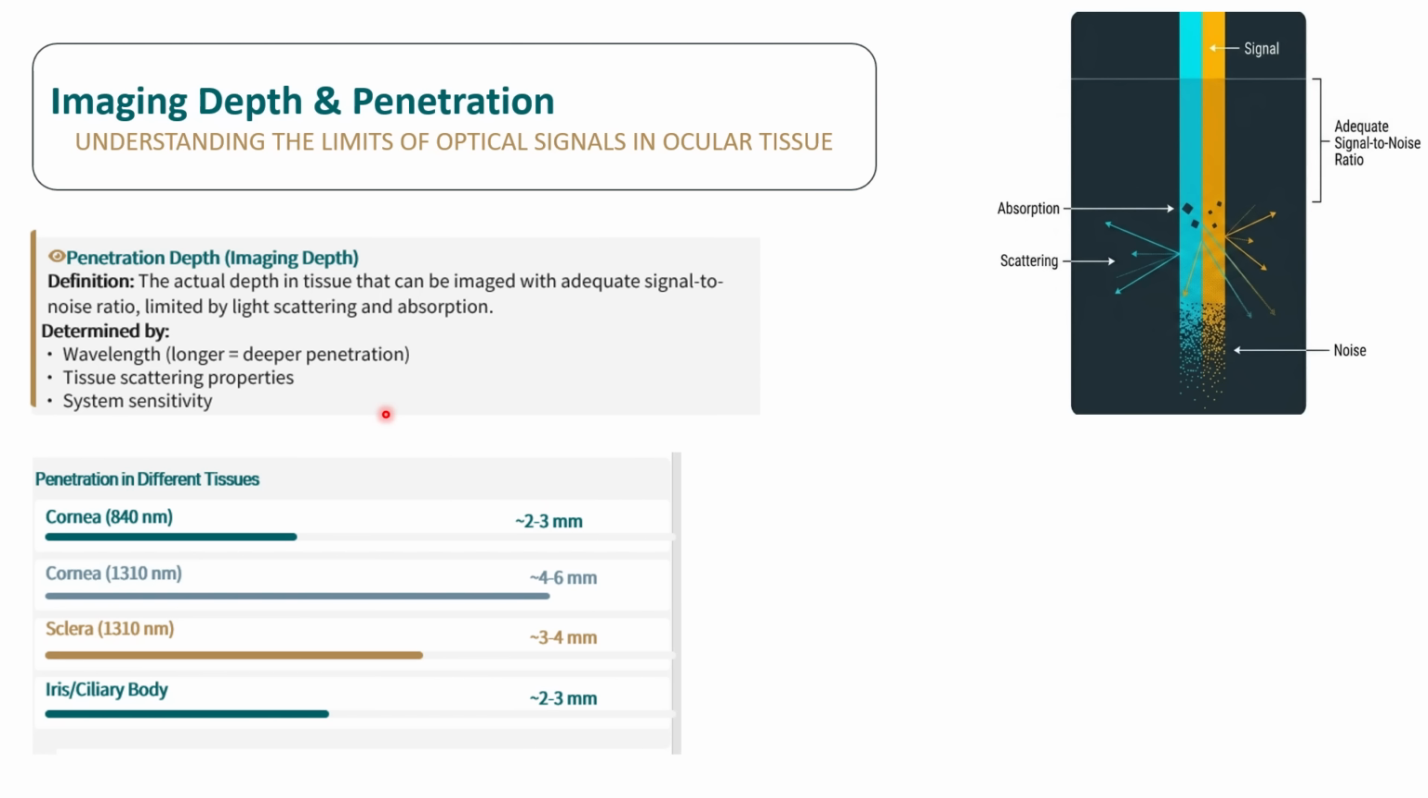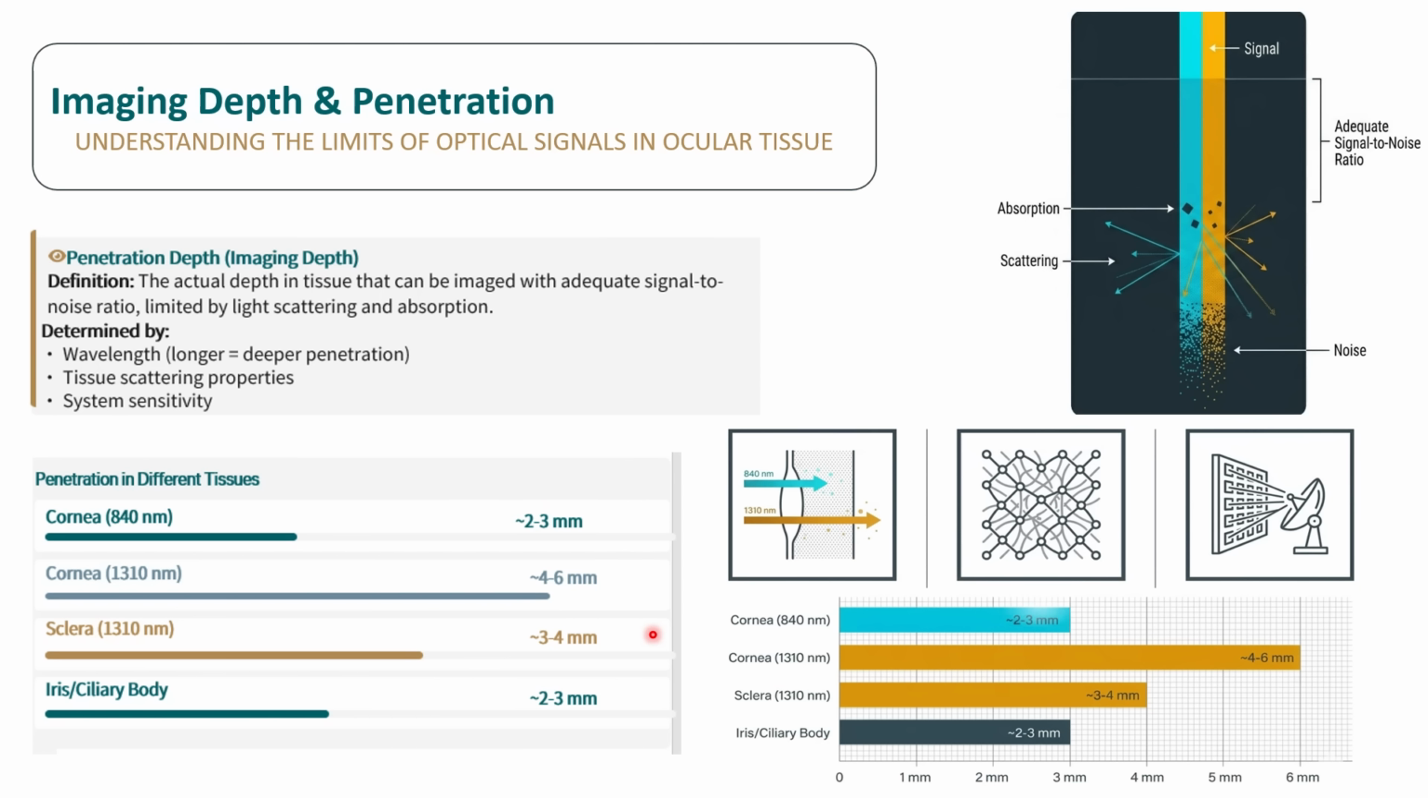For example, you can see here the penetration at 840 nanometer for the cornea is about 2 to 3 millimeters. However, when we increase the wavelength, the penetration is more, 4 to 6 millimeters, and for the sclera around 3 to 4 millimeters. That's why the swept source OCT using this wavelength is suitable for studying the sclera as well as the ciliary body and scleral spur. Now, as I said, the important variable affecting the penetration is the wavelength.